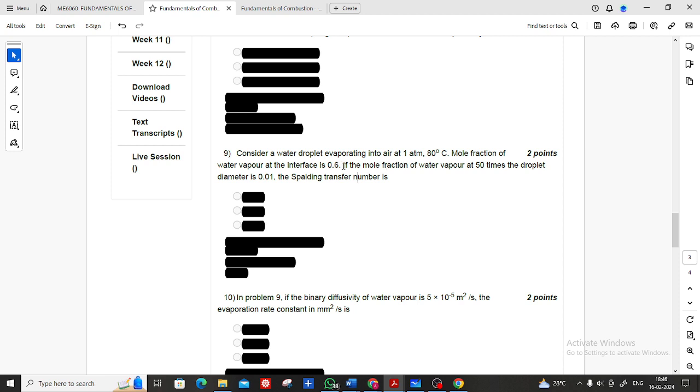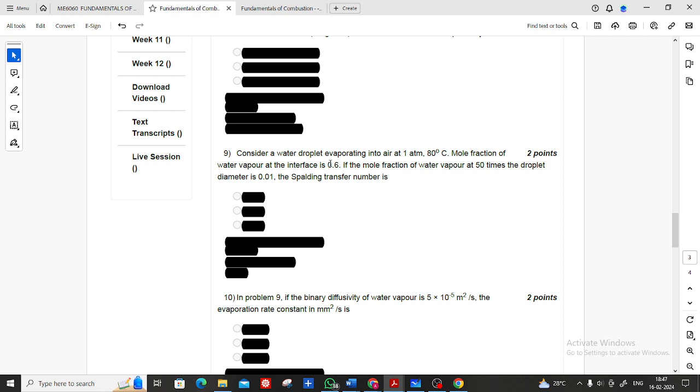Here you need not calculate the saturation pressure, because they have already given the mole fraction. Sir, first of all we have to calculate the molecular weight of the mixture based on the mole fraction, and then we have to calculate the mass fraction accordingly. Yes, exactly.